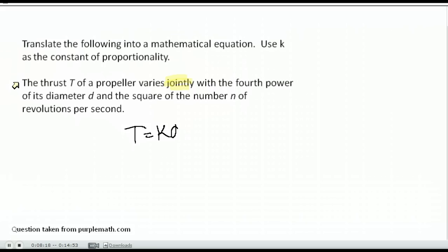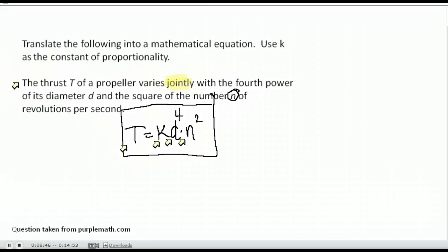Jointly with the fourth power of its diameter. So its diameter to the fourth power. Let me rewrite that. That's kind of an ugly 4. To the fourth power. And the square of the number of revolutions per second. And the variable they gave me for that was n. And they wanted the square of that. So here is our variation equation. The thrust is equal to K times d to the fourth times n squared, or is jointly proportional to the fourth power of its diameter and the square of the number of revolutions per second.